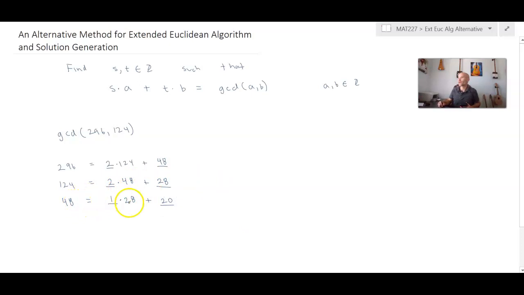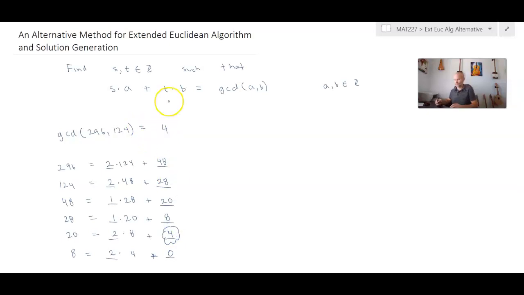The GCD between 48 and 28 is the same as that between 28 and 20. 20 goes into 28 one time and leaves a remainder of 8. Now working on 20 and 8: 8 goes in twice and leaves a remainder of 4. And I'm just about done here. Now between 8 and 4, 4 goes into 8 two times and leaves a remainder of 0. So my greatest common divisor is equal to 4.